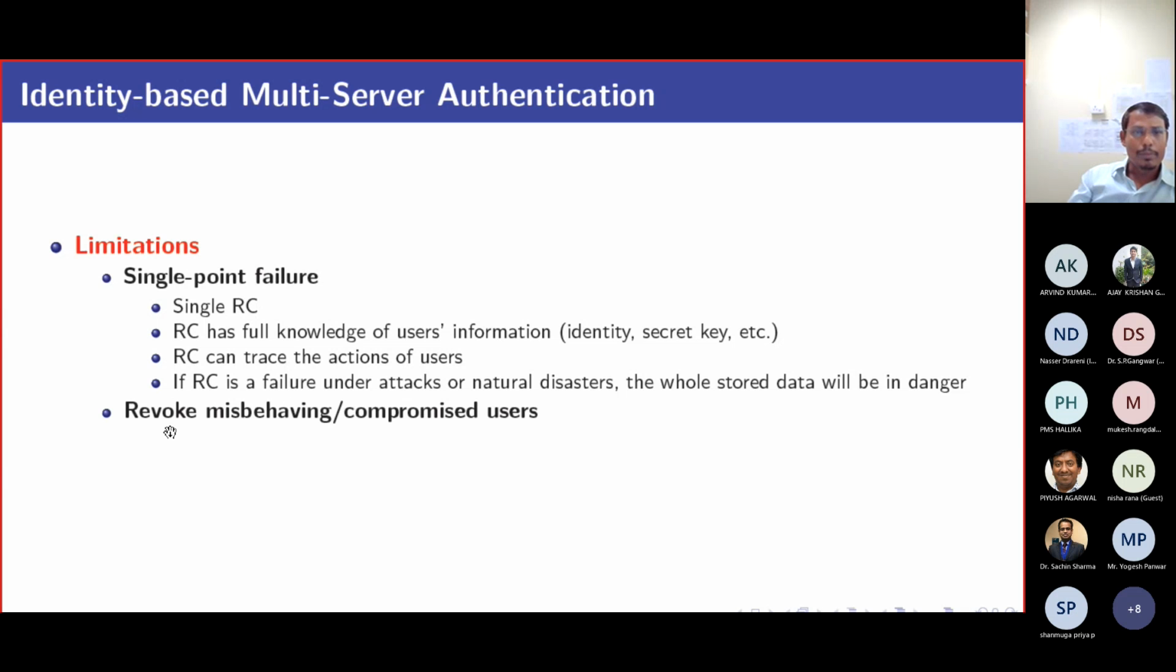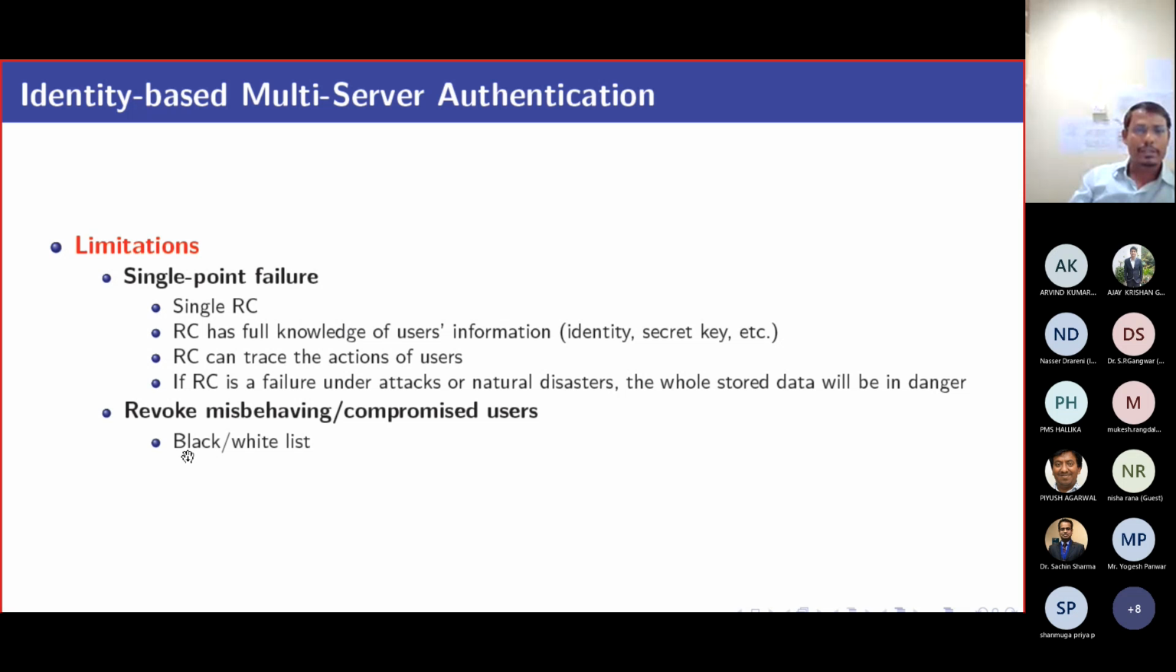Also, there is the problem of revoking misbehaving or compromised users. You know, some users have malicious intention, right? They try to impersonate other users, or try to impersonate some of the servers. If it is detected that some user is misbehaving or compromised, that means their public-private key is compromised. In this case, it is the responsibility of the RC to maintain this.